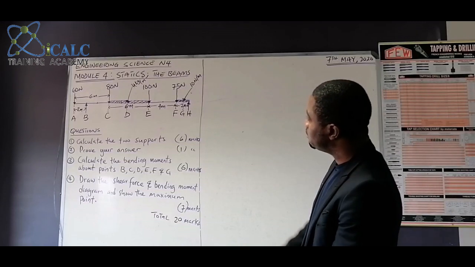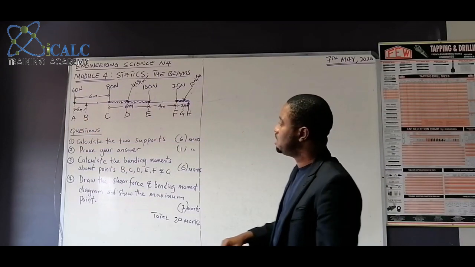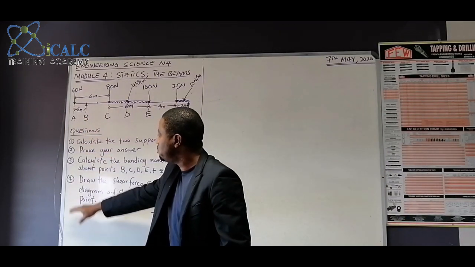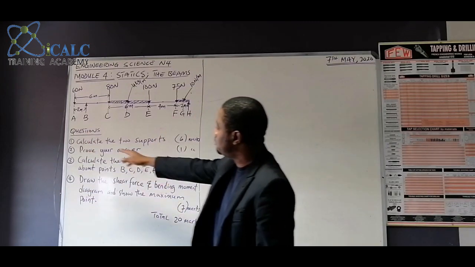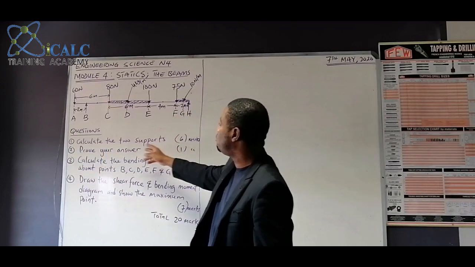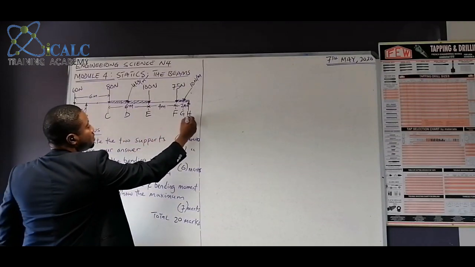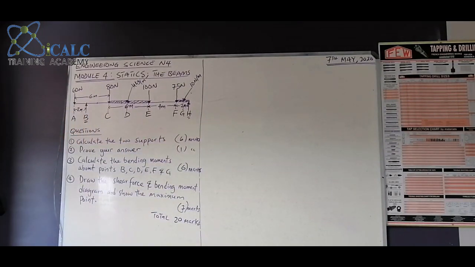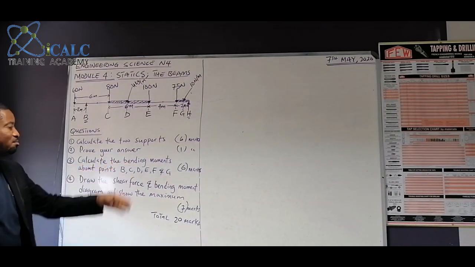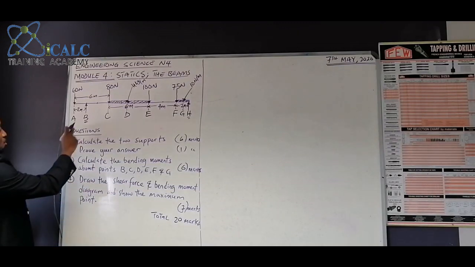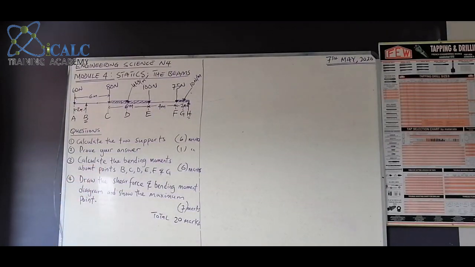Let's quickly look at this. This is your sketch about a beam. I'll look at possible 4 questions they can ask from this beam. Question 1 is asking about calculation for your two supports here, B and of course H, which will give you 6 marks. To prove your answer, 1 mark. To calculate the bending moment about point B, C, D, E, F, and G can also fetch you 6 marks.